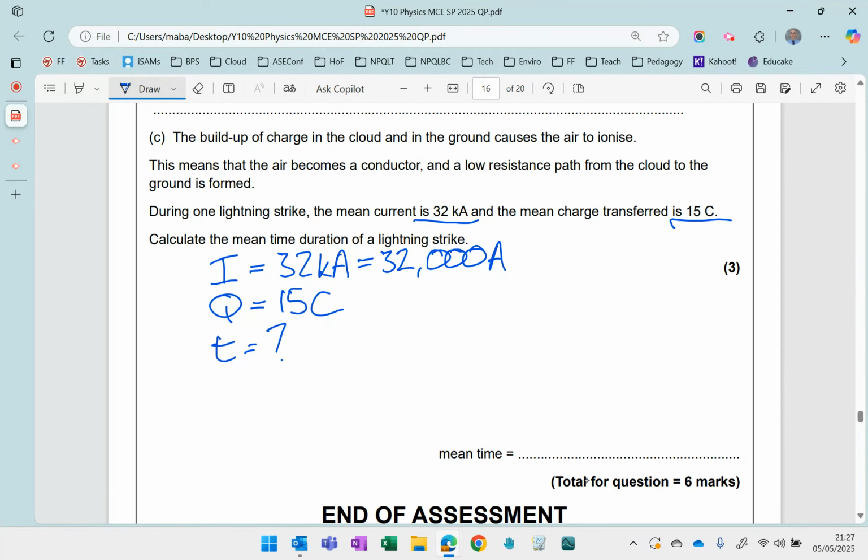So if the exams are difficult, don't give up, don't quit. See what I did there? Okay, and it's up to you. You can substitute and then rearrange, or you can rearrange first and then substitute. I'm going to do it that way. Okay, so that means that the time is going to be 15 divided by 32,000.